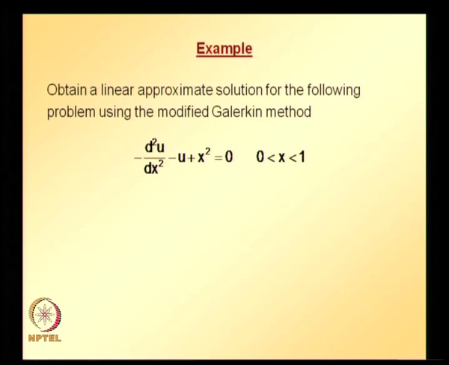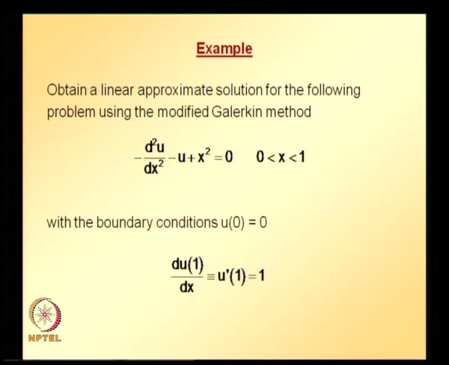So this is the problem statement: obtain linear approximate solution of the problem using modified Galerkin method, and you are given the differential equation and also the problem domain, and this is a second order differential equation. So you can guess you require two boundary conditions to solve this problem, and the two boundary conditions that are given here, you can easily check using the thumb rule that I already gave you earlier, that the first boundary condition turns out to be the essential boundary condition and the second boundary condition turns out to be the natural boundary condition. Once again I will repeat, this is second order differential equation.